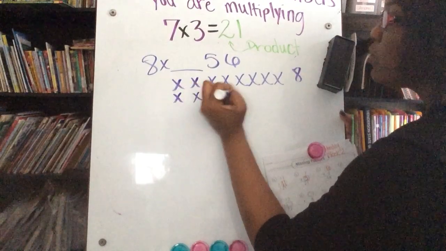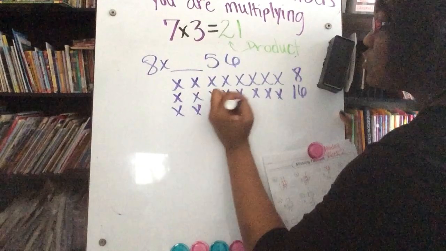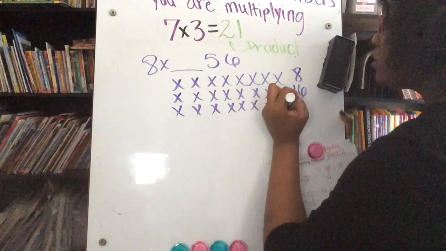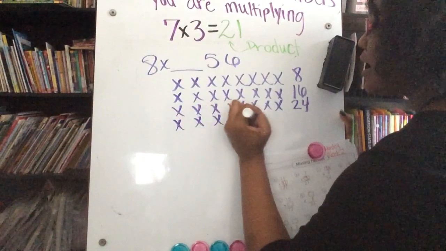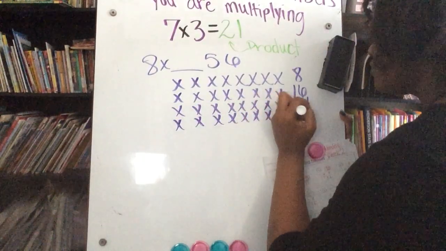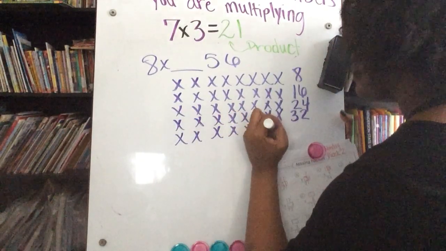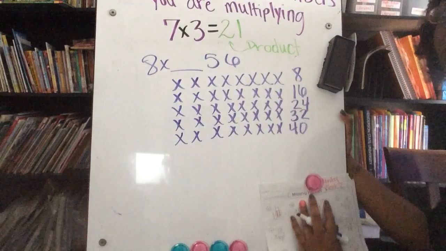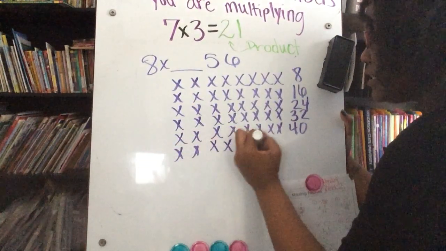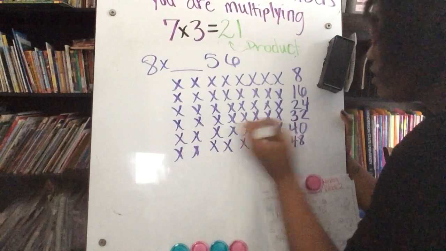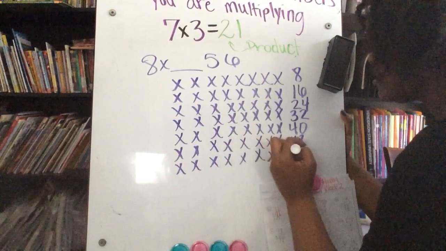9, 10, 11, 12, 13, 14, 15, 16, 17, 18, 19, 20, 21, 22, 23, 24, 25, 26, 27, 28, 29, 30, 31, 32, 33, 34, 35, 36, 37, 38, 39, 40, 41, 42, 43, 44, 45, 46, 47, 48, 49, 50, 51, 52, 53, 54, 55, 56.